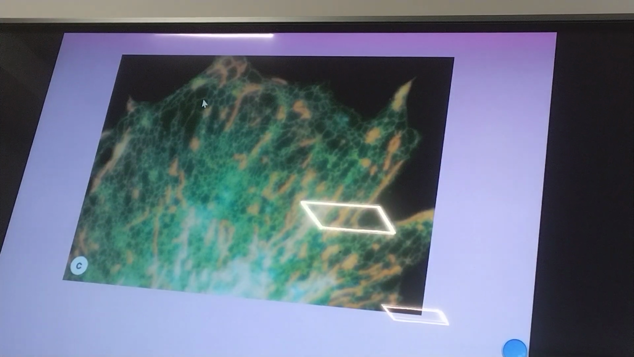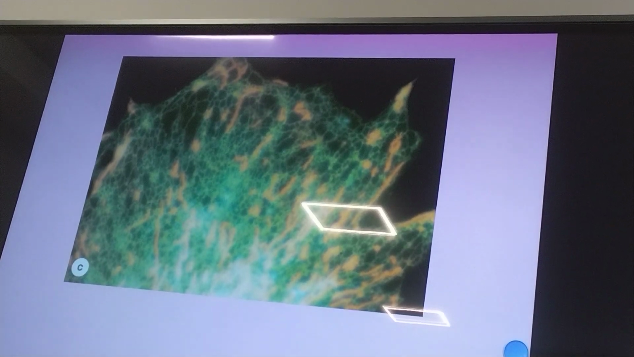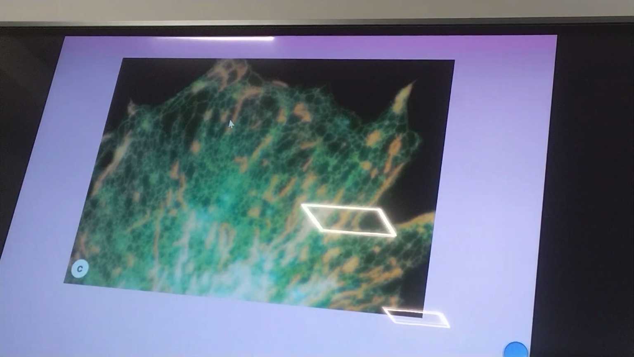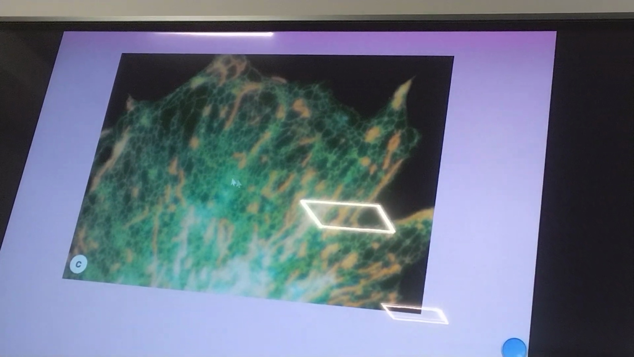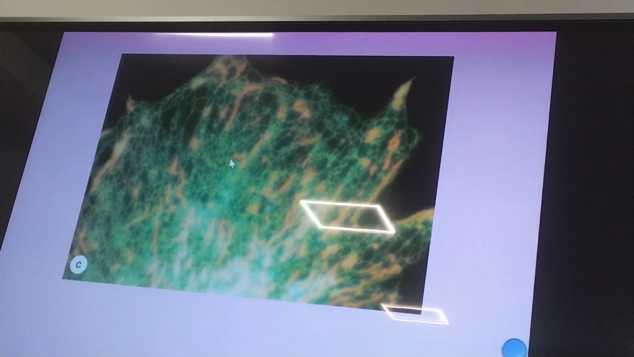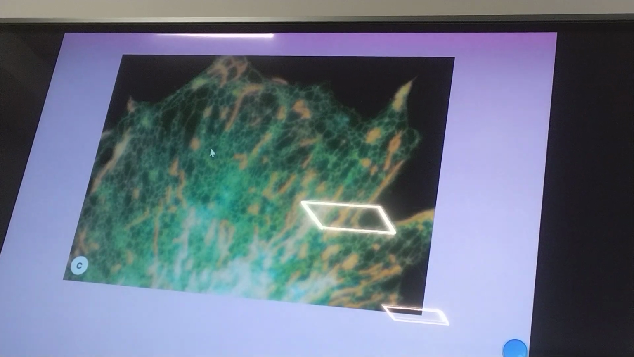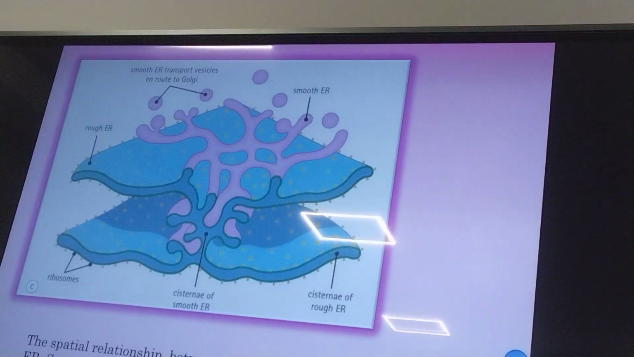This is what type of image? Fluorescence. Immunofluorescence method is used for this image, and target is the membrane proteins of the endoplasmic reticulum, and it gets green color. So in this immunofluorescence staining method, green is revealing the endoplasmic reticulum, and this yellow reveals mitochondria. We will learn mitochondria later.